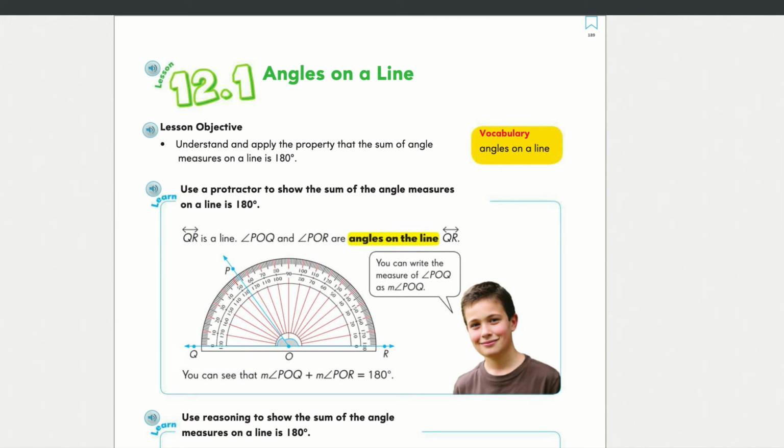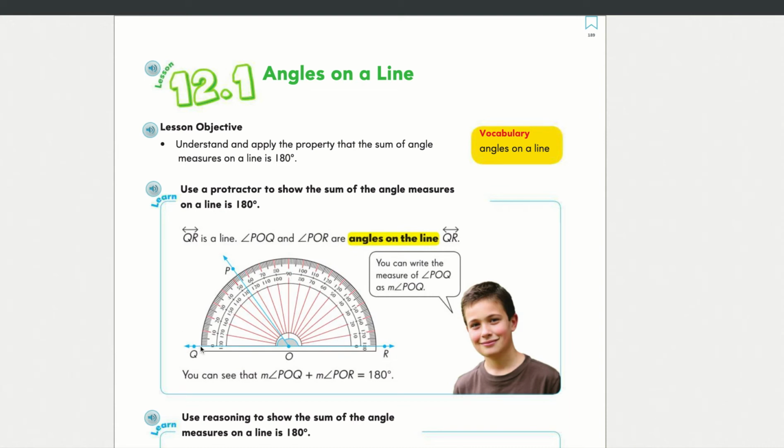Lesson 12.1, Angles on a Line. So we can use a protractor, which is this plastic tool that you've probably all used at school before, to show the sum of the angle measures on a line. So a line like this one, QR, has an angle of 180 degrees.